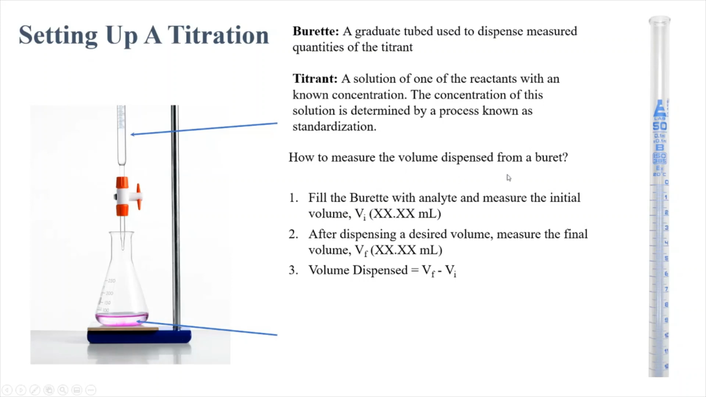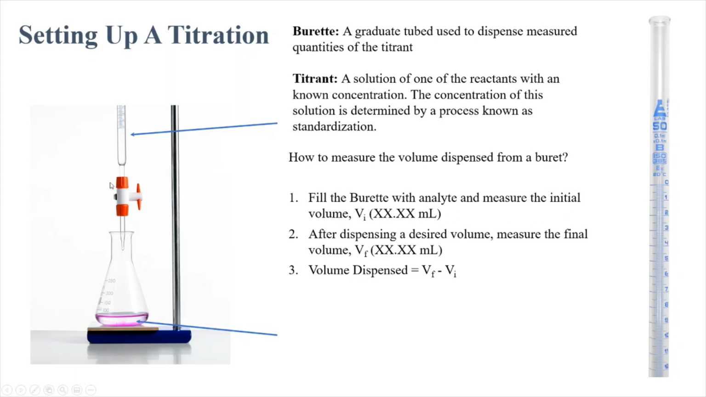So now, how do we measure the volume dispensed by a burette? In general, we fill the burette up to some given point, and we measure that volume. We call this the initial volume, so you're going to read that off. Let's say, for example, we filled it up to 3.35, which would be somewhere in here. That's where we're going to start from.